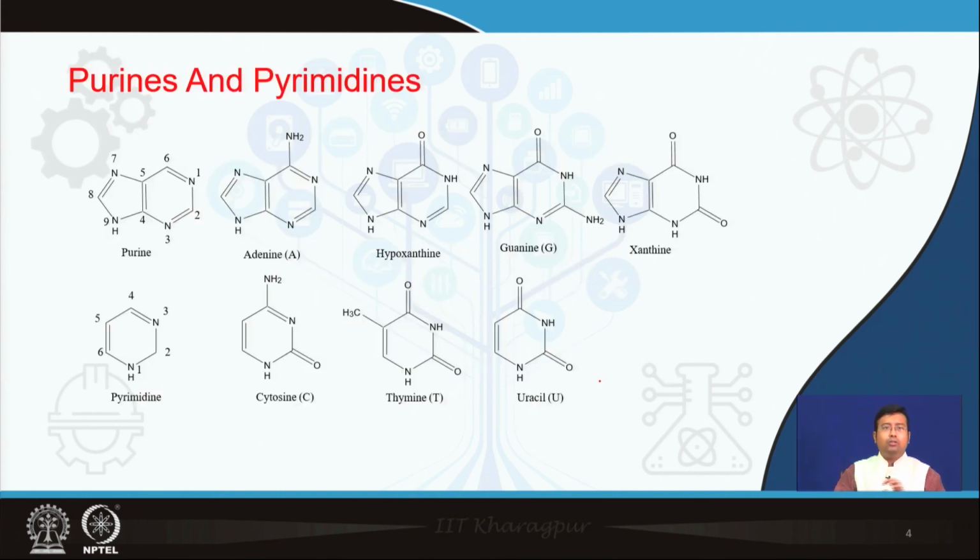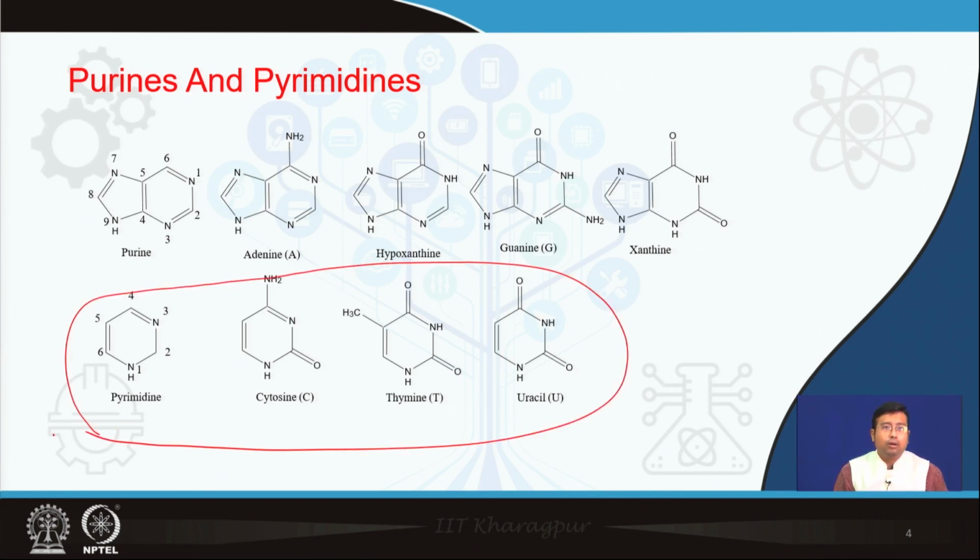Looking at the structure, this is how they look. In this class we will be focusing on purines. In upcoming classes we will be discussing disorders of purines, and then we will be moving on to pyrimidines. Pyrimidines, structure wise, are simpler, they have one ring, whereas purines have two rings.